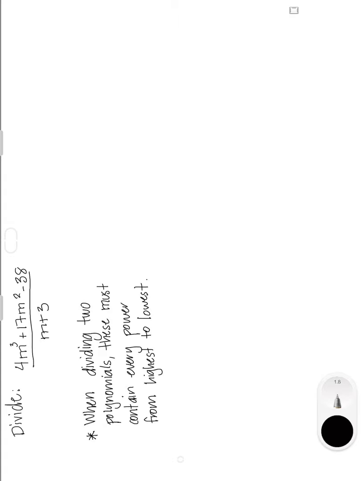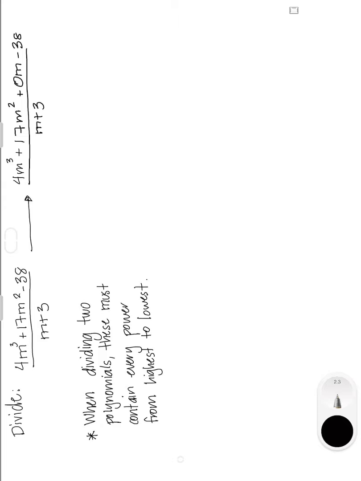What do I mean by that? Notice how on the numerator we have 4m cubed plus 17m squared and then minus 38. In that case, we are missing the exponent m1, m to the first power. That means that this must be rewritten to 4m cubed plus 17m squared plus 0m minus 38, and then over m plus 3.